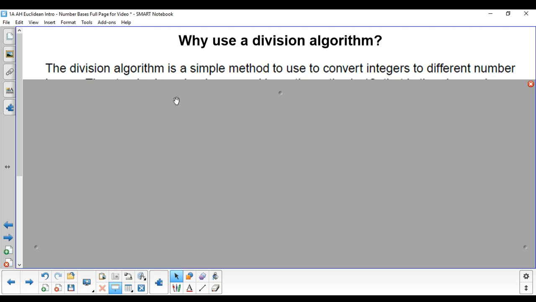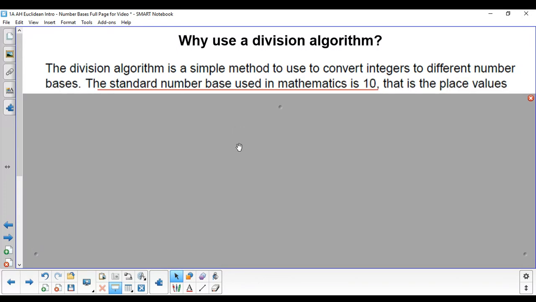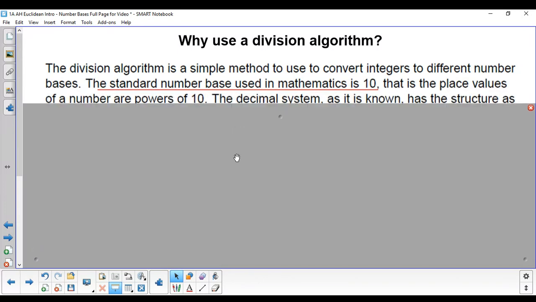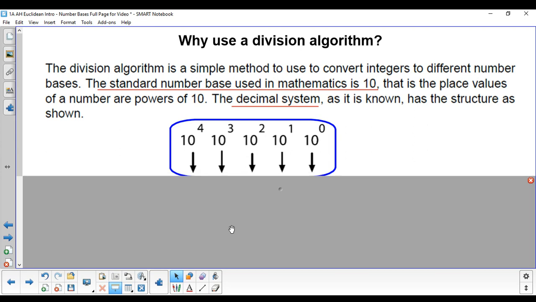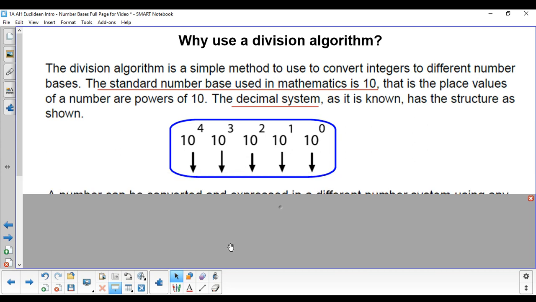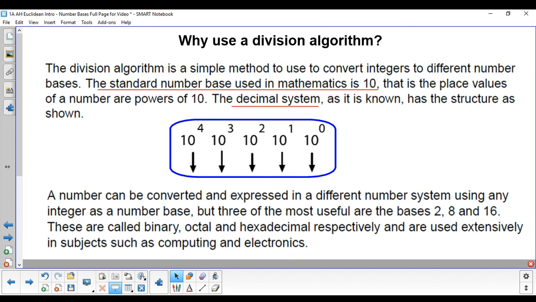Okay, so why use a division algorithm? It's a simple method to convert integers to different number bases, and the standard number base we use is 10. The place values are powers of 10, and it's called the decimal system for us. So if you think about it, you've got 10 to the 0, 10 to the 1, 10 squared. You've got units, tens, hundreds, and thousands, and so forth.